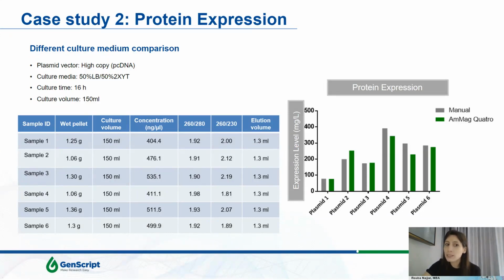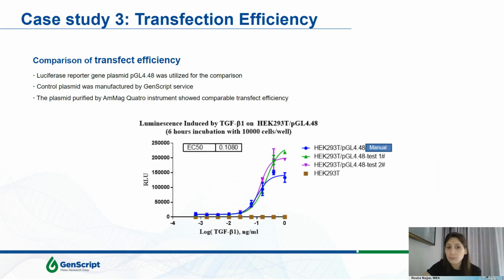And side by side, we looked at the same plasmids that were purified using a readily available manual kit, and we compared it side by side with the transfection efficiency of the AmMag Quattro. So the idea here is to see, do we have good expression using the AmMag Quattro purified plasmid in comparison to the manual commercial kit available in the market? And you can see that we actually obtained equivalent performance.